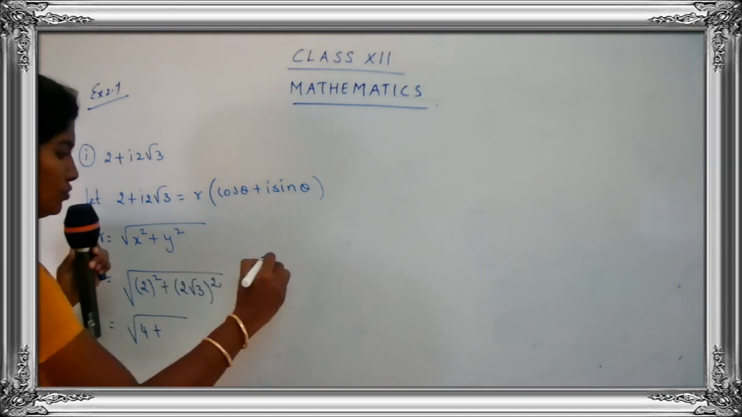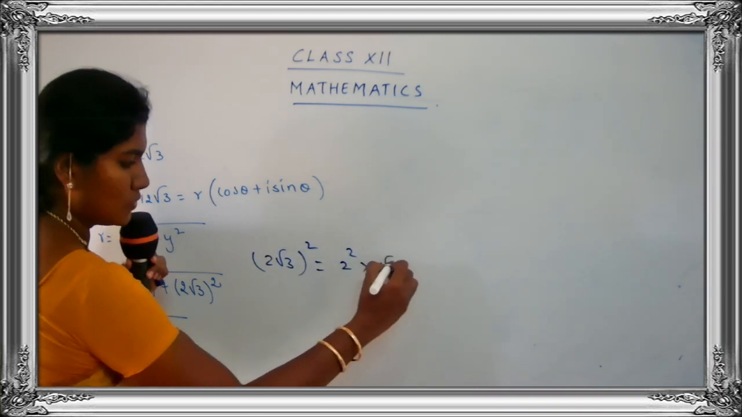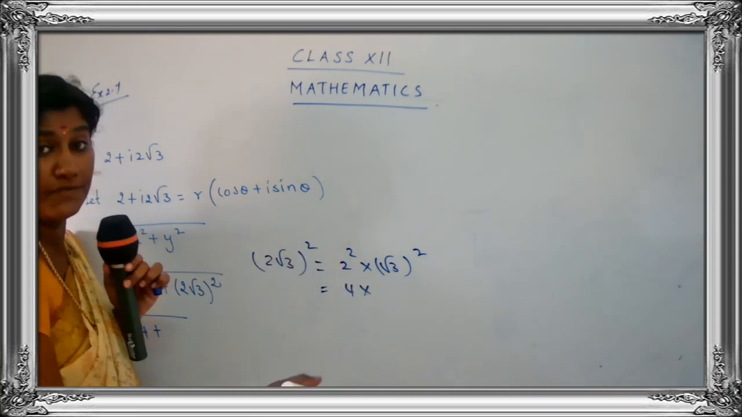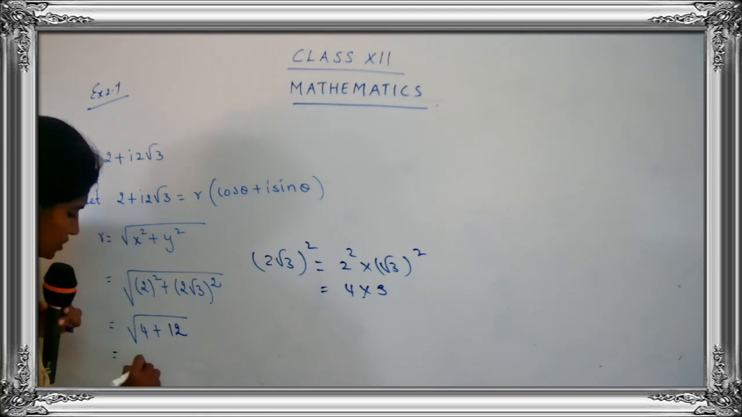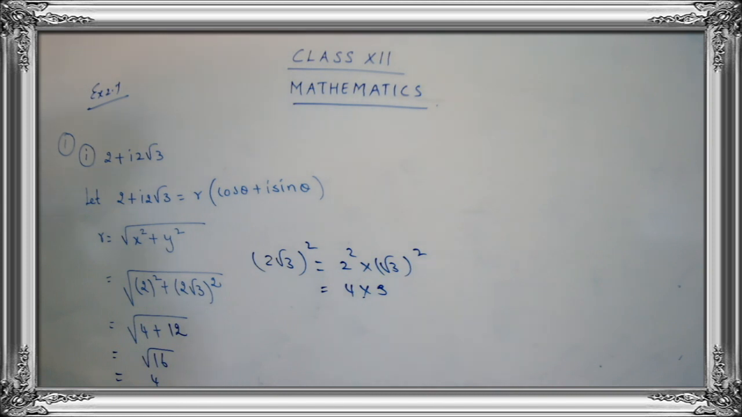See here, 2 root 3 the whole square. So 2 square into root 3 square. So 2 square is 4, root 3 square is root 3 into root 3 gives you 3. So 4 into 3, that's 12. So 4 plus 12. So this is equal to root 16, which is equal to 4. So I have found the value for r. What is the value for r? r is equal to 4. So how do you get the value for r? You have to use the formula for modulus, that is square root of x square plus y square. So we have completed the first part, that is we have found the value for r.